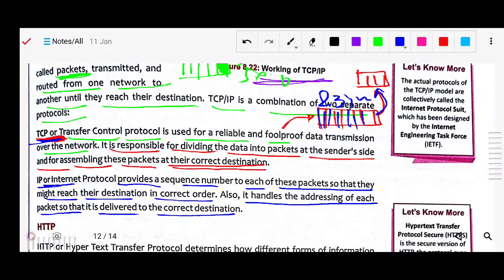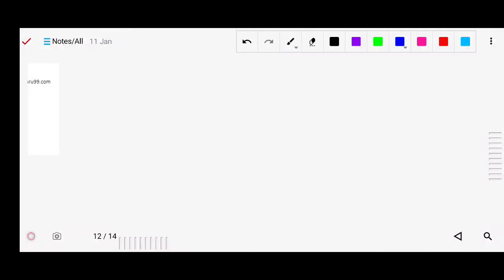So here you can see in fact the actual protocols of the TCP/IP model are collectively called the Internet Protocol Suite, which was designed by the Internet Engineering Task Force. Who designed it? It was designed by the Internet Engineering Task Force. So in a simple way, I will give you one idea about this TCP/IP.